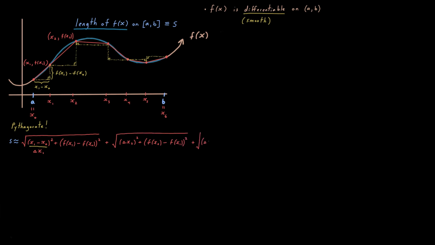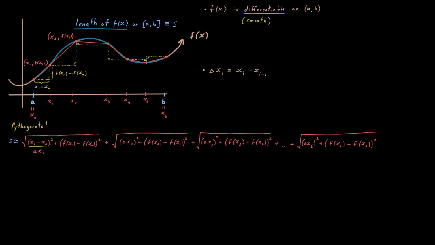Of course, I can continue like this for the remaining 5 line segments. Dot, dot, dot, all the way up to delta x sub 6, the whole thing squared, plus f of x sub 6 minus f of x sub 5. Notice here, delta x sub i, the ith subinterval, the ith delta x, is always going to be x sub i minus x sub i minus 1.